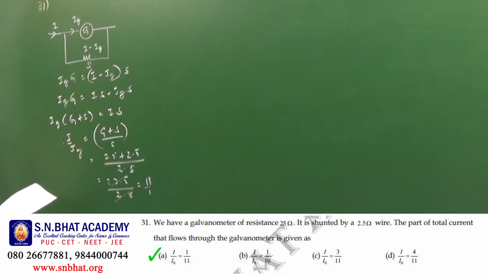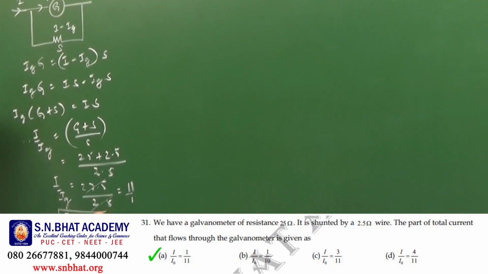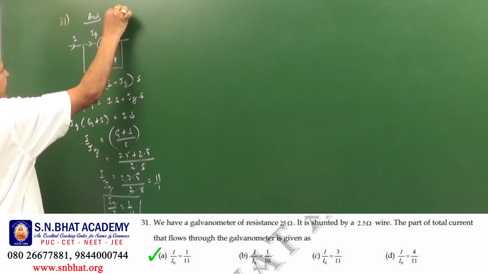Now mark for the various alternatives given there. He should have given the notations, but he has not. The part of the total current that flows through the galvanometer is the Ig you want. What you have calculated is I by Ig, so now you calculate Ig by I. That comes out to be 1 by 11. So you mark A. Your answer is A.